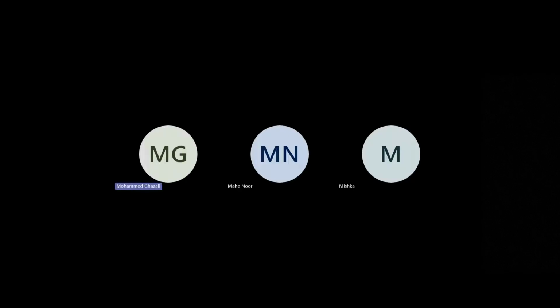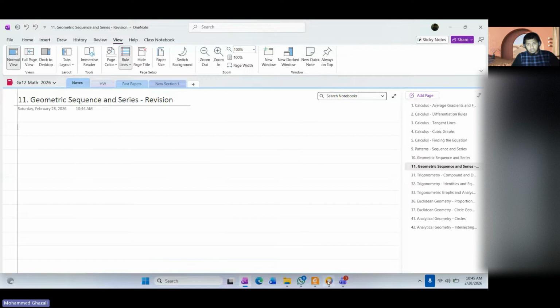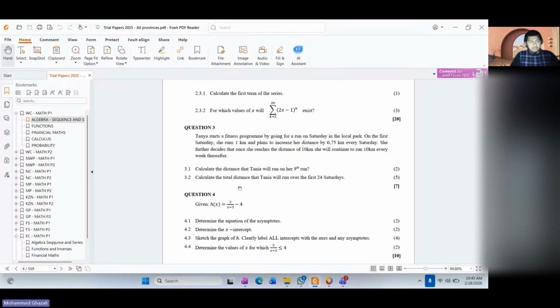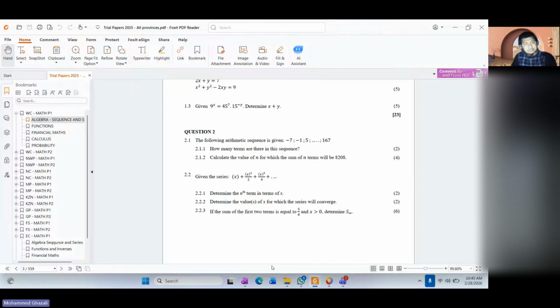From past papers and look at the types of questions. Sometimes it can be really difficult. So let us get straight into it and look at the questions. So we have a whole list of trial papers here that we can work with. So we start with the Western Cape paper and let's see.